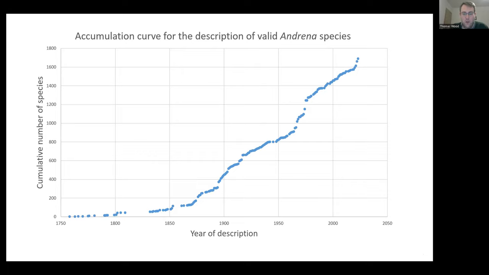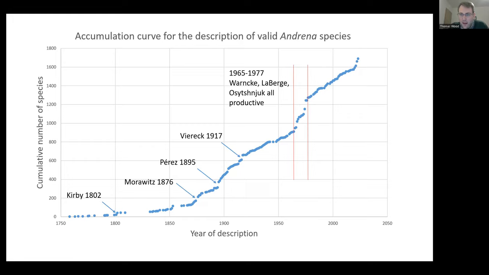We started, we can see here, the monograph of Kirby from England. We can see Morawitz's work on Central Asia, Pérez's work on the Western Mediterranean, Viereck's work in North America. And then we enter the period which saw a very large amount of Andrena activity, as we had Warncke, LeBourgeois, and Osychnyuk all active at the same time.